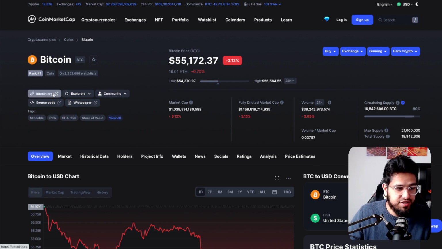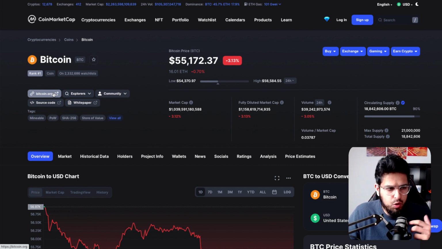You'll then have a link straight through to the project website. Again, this is really important when you're looking at altcoins because you want to go onto their website, look at their project, look at their team, look at what they're working on, and really start to understand it.